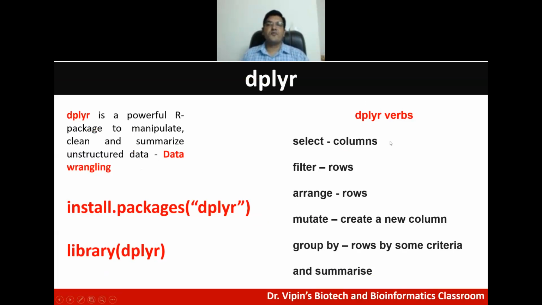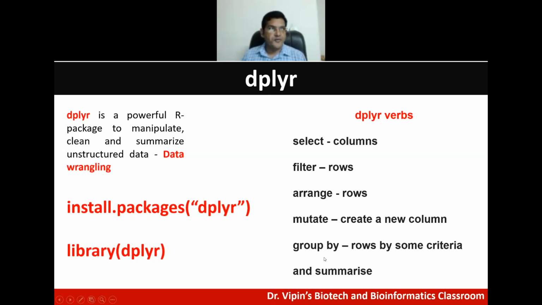You have several types of verbs. For example, if you want to select a specific column from your data frame, you can use this select command. Then if you want to filter by rows by a certain value, you can use filter. You can use arrange to sort in ascending or descending order. You could use mutate, like we were creating new columns for calculating average marks and total marks. In this case, you can use the verb mutate, which will create a new column.